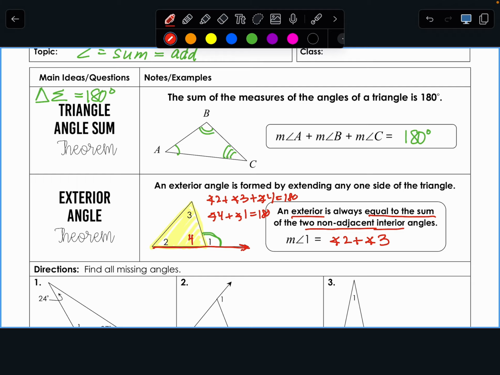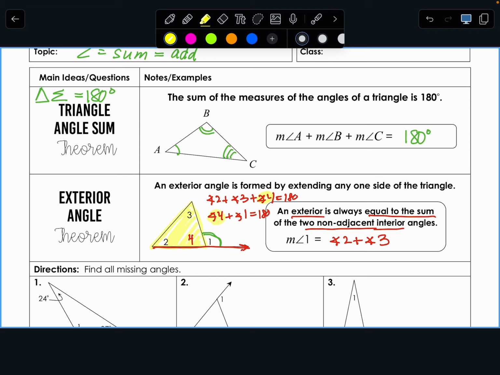Do you see how I have two of the same things? This is the same expression in both of them. Not that one. Angle 4 is in both of those statements. And so then I can replace it and see that they become the same thing. So if angle 4 plus 2 plus 3 equals 180, and angle 4 plus angle 1 equals 180, then the only thing that I can say is that 2 plus 3 has to equal 1.